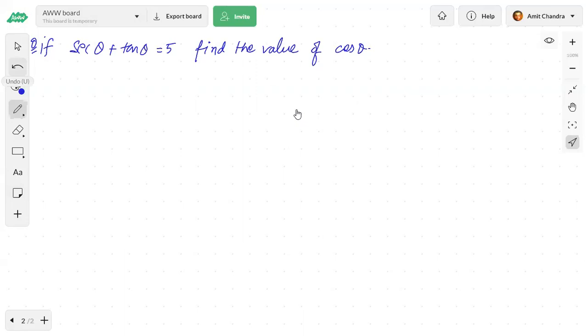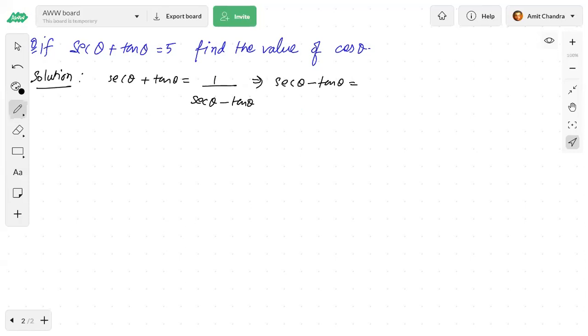And I also know that sec theta plus tan theta is equal to 1 by sec theta minus tan theta. Or if I take this to the left side, sec theta minus tan theta is equal to 1 by sec theta plus tan theta, right? So this is using the identity. So I can simply find the value of sec theta minus tan theta.